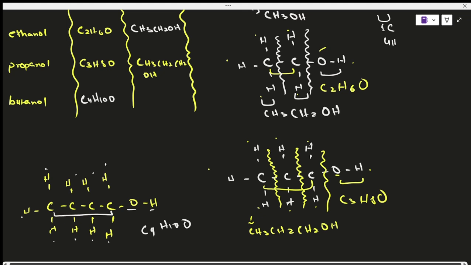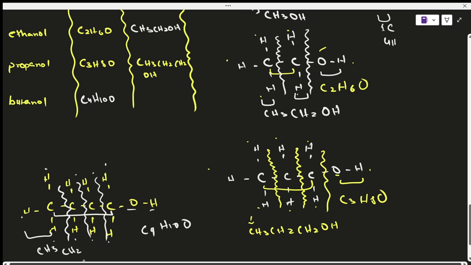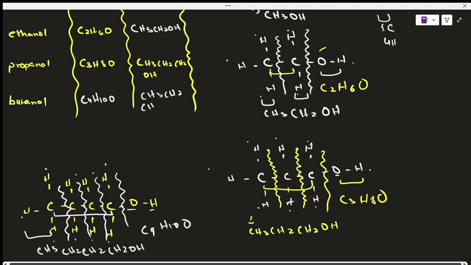If I were to write the structural formula, I'll break it from the middle. So this is a CH3 here. Okay. Then you've got a CH2. Then again you've got a CH2. And you've got another CH2 and an OH. So this is your structural formula: CH3, CH2, CH2, CH2 and an OH. So this is how it works.